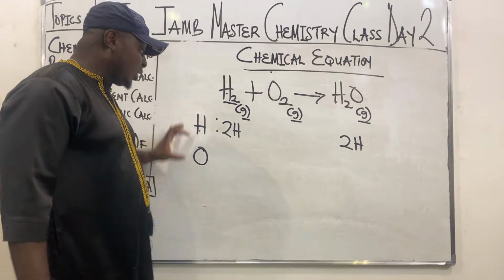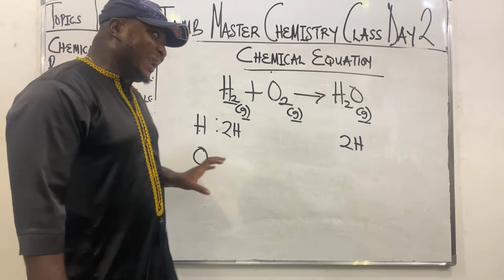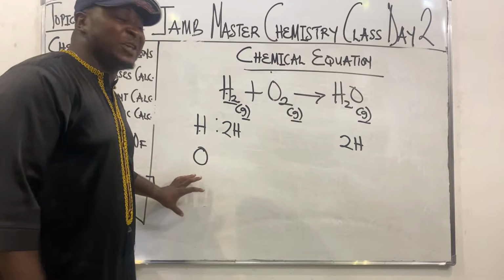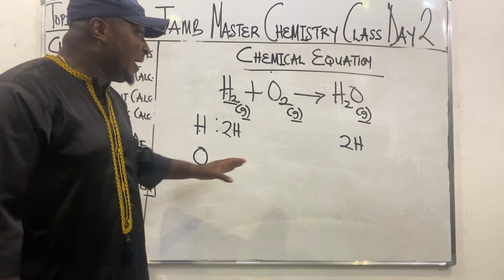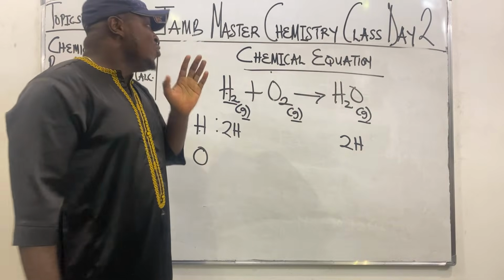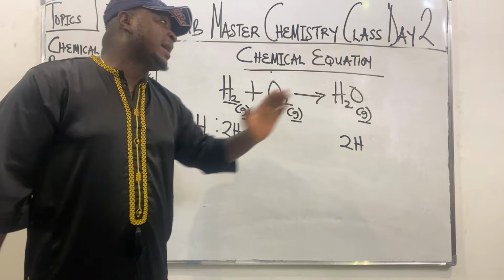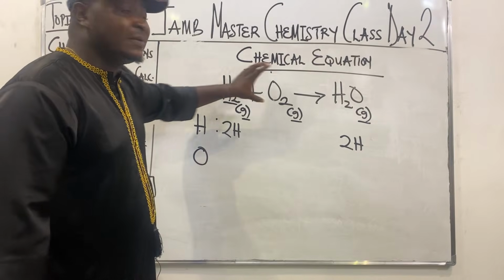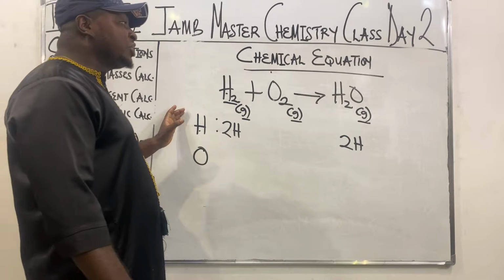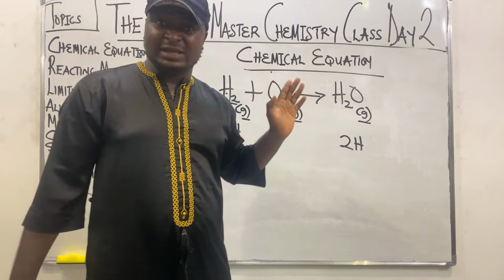We only balance elements, atoms of elements. We don't balance H2O. I did not say, let's bring out H2O and let us see if H2O is balanced. No. You don't balance compounds or molecules. You balance atoms of elements. Which elements are present in this whole chemical equation? There are only two, hydrogen and oxygen. So bring out hydrogen and bring out oxygen. Once you can balance hydrogen and oxygen, the chemical equation will be balanced automatically.